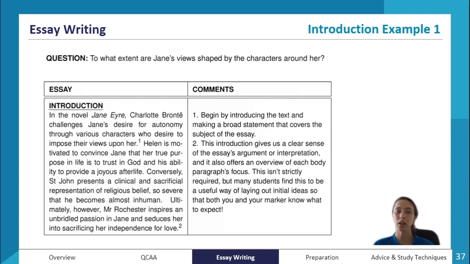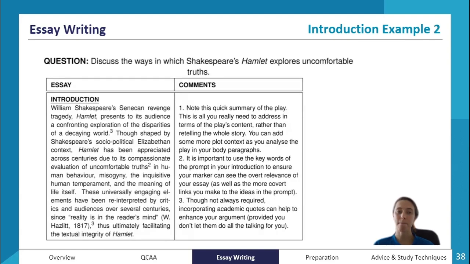So a really clear link between the question and the response in the introduction. Another example: Discuss the ways in which Shakespeare's Hamlet explores uncomfortable truths. Okay, so let's have a look at this introduction.